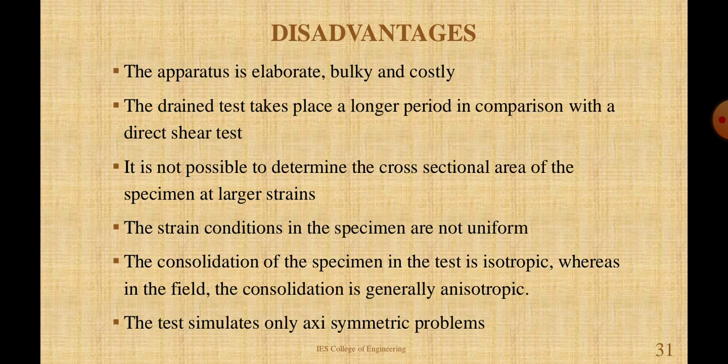Next, the disadvantages of the triaxial shear test. The apparatus is elaborate, bulky and costly. The drained test takes a longer period in comparison with the undrained test. It is not possible to determine the cross-sectional area of the specimen at larger strains. The strain conditions in the specimen are not uniform. The consolidation of the specimen in the test is isotropic, whereas in the field the consolidation is generally anisotropic. The tests simulate only axisymmetric problems.